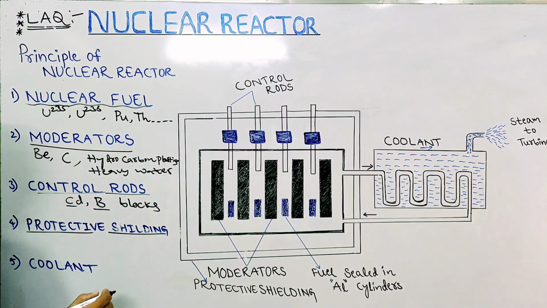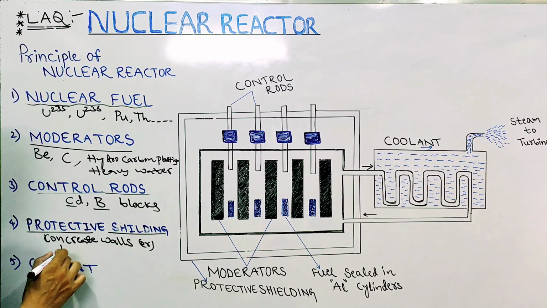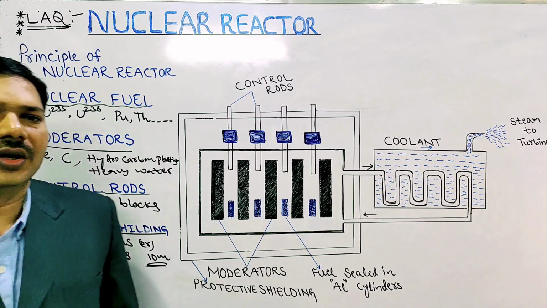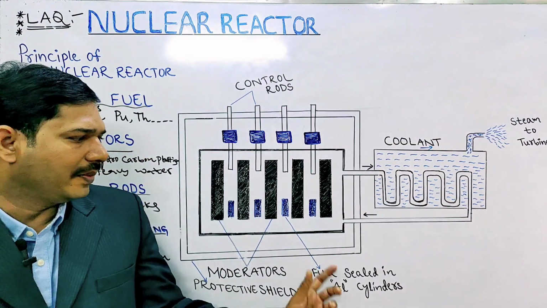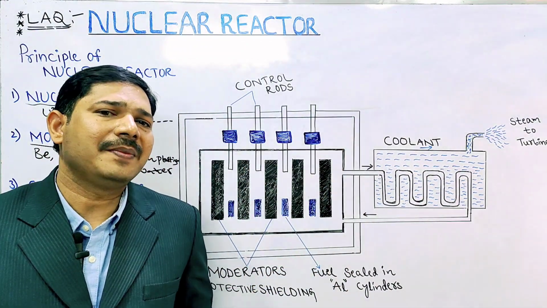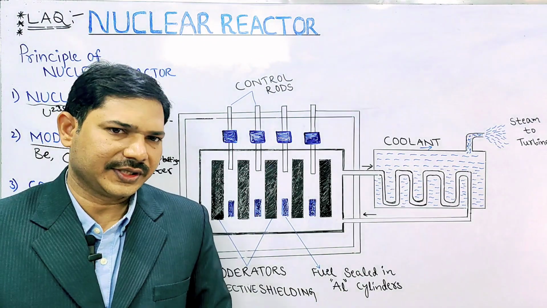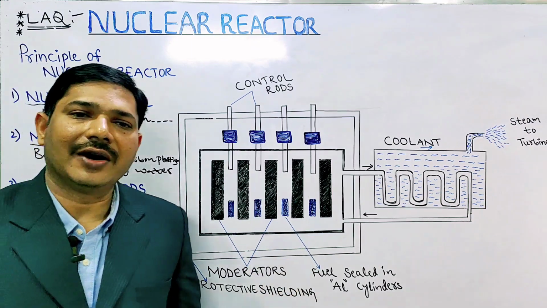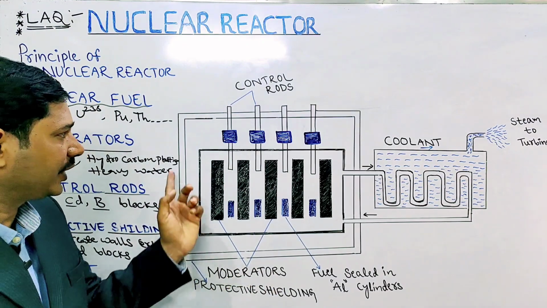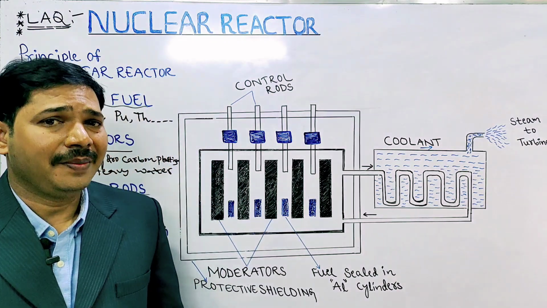Protective shielding or radiation shielding is made up of concrete or lead blocks. Nearly how much thickness? 10 meters of thickness. So concrete walls or lead blocks make up this radiation shielding. Why? Because it gives protection to the operating persons. If any leakage is there, that is harmful for the operating persons. That is why this radiation shielding or protective shielding is made up of concrete or lead blocks with 10 meters thickness.